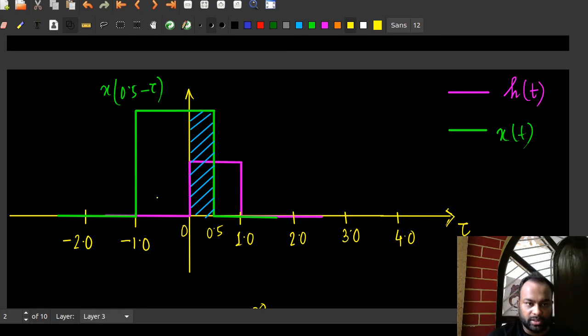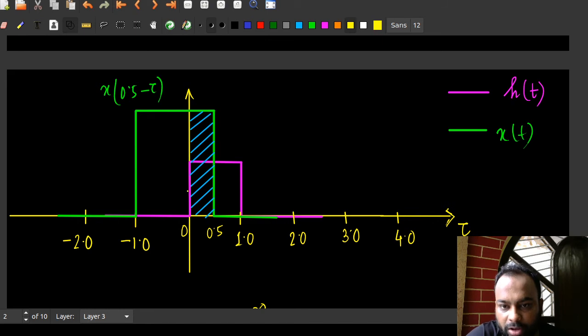Please let me know if you understood the idea behind this. If you're talking about these portions, one of them is 0, one of them is something, so the product is 0. Beyond 0.5, one of them is 0, one of them is something, again the product is 0. But between 0 and 0.5, both of them have some values. This one has a value of 2, this one has a value of 1. So what is the multiplied height? 1 into 2, so that's 2. And what is the time span?